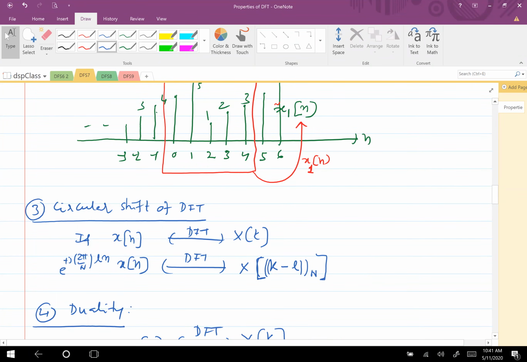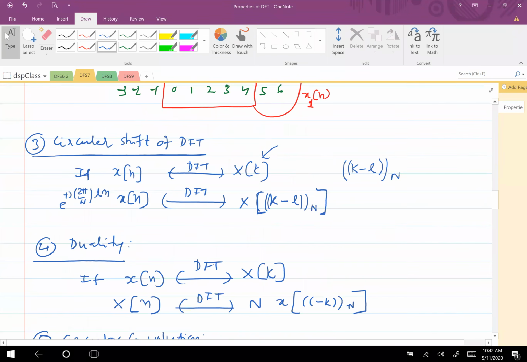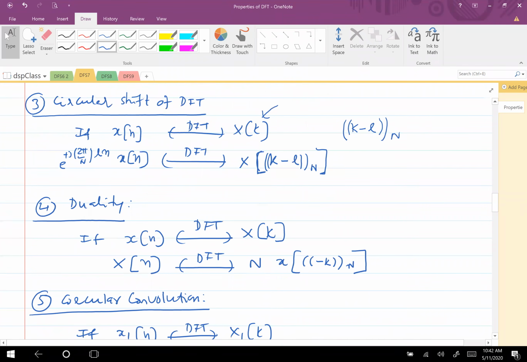The same logic holds even if you are shifting in the frequency domain. Suppose you are making a shift there by L. Since everything has to be between 0 and N minus 1, you map it back to 0 to N minus 1 by taking the modulo N operation. That gives you circular shift in DFT. Again this is the same as DFS, where you had N times x of minus k; in addition, you have here minus k modulo N.